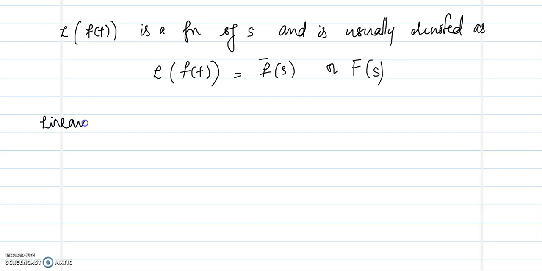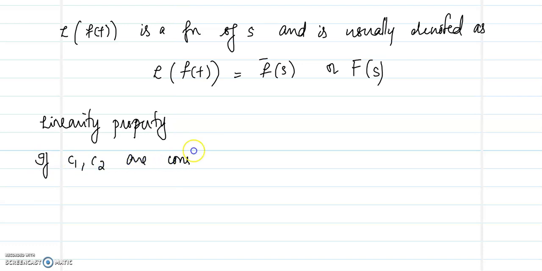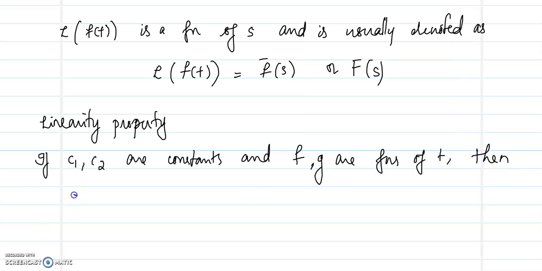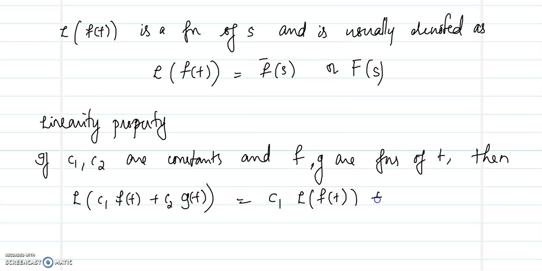Now look at the first property of Laplace transform. That is called the linearity property. The linearity property states that if C1 and C2 are constants and f and g are functions of t, then the Laplace transform of C1 f of t plus C2 g of t will be equal to C1 L of f of t plus C2 L of g of t.